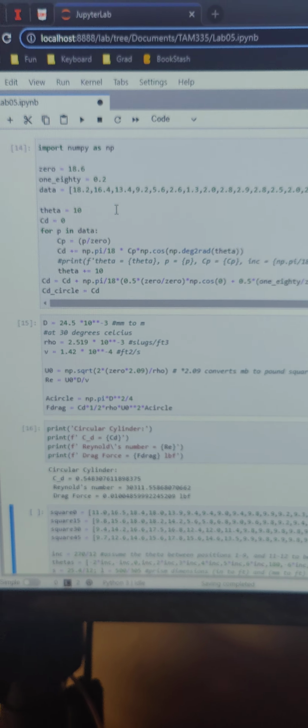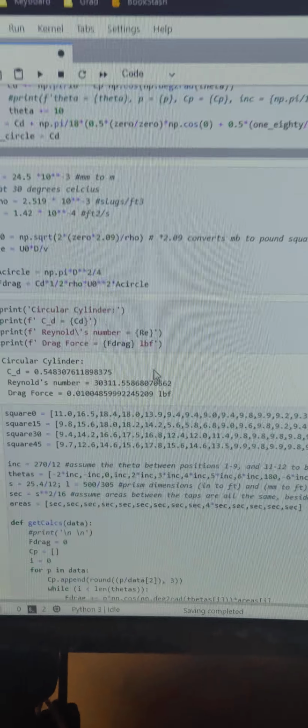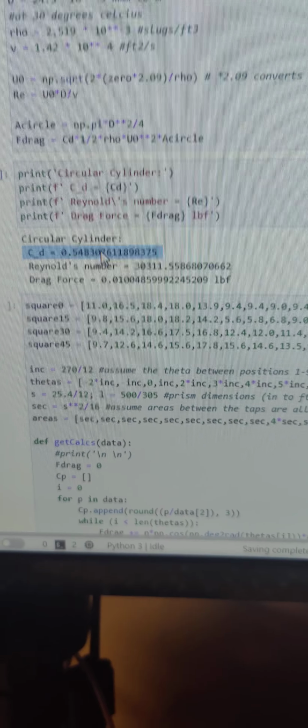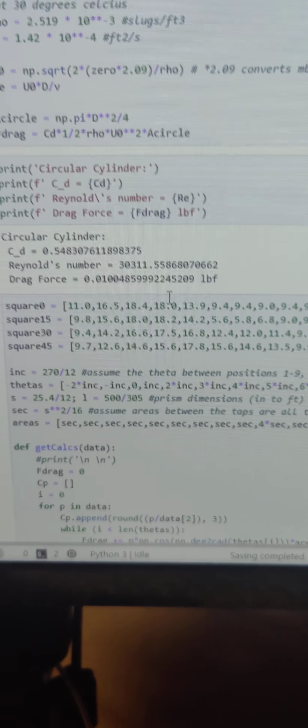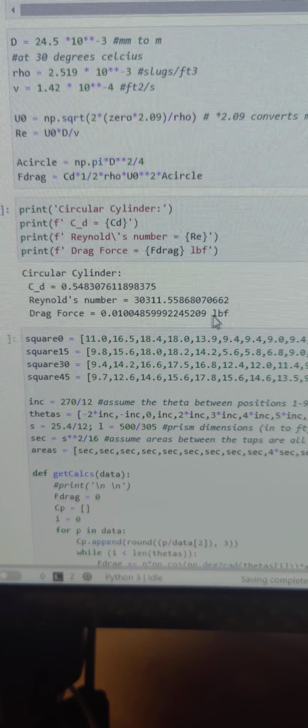And if we run some of these calculations, we can get the values for the circular cylinder, right? So we find a drag coefficient of about 0.55 and a Reynolds number of more than 30,000, and our drag force at only 0.01 pounds.